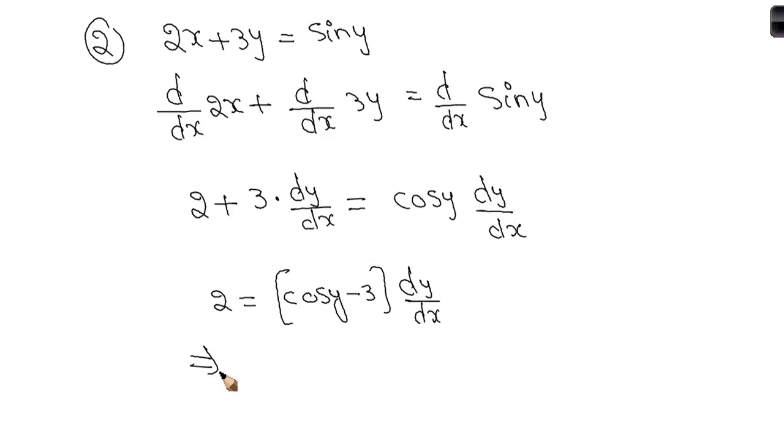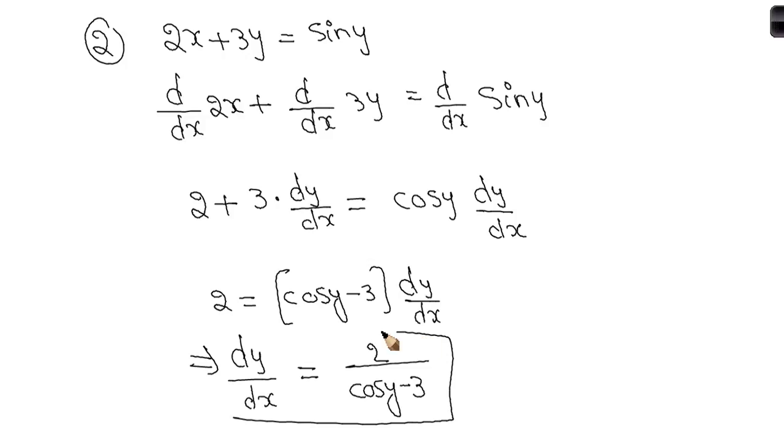It implies dy by dx is equal to 2 by cos y minus 3. Very simple, right? Yeah, if you follow the steps, it's very simple and very clear too. Just differentiating it on both sides, you get the answer. I hope you are clear. If not, you can come back at any time and look at the solution. Let me solve the next question.